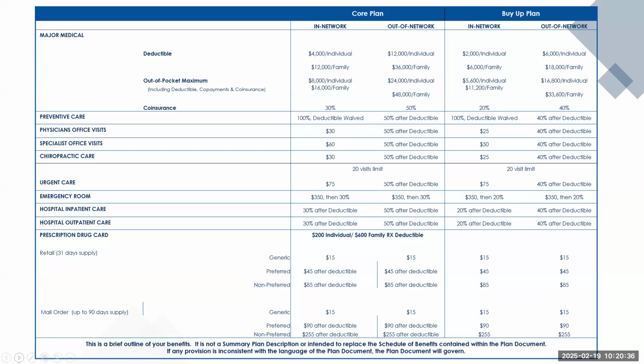And then your out of network benefits, again, higher deductibles, $6,000 for individual, $18,000 for family, $16,000 for individual out of pocket, $33,000 for family. And then the out of network coinsurance is 40%. So everything is after your $6,000 or $18,000 out of network deductible, then we'll cover 60, you cover 40 until the out of pocket maximum's met. So I know that was a lot, but please let me know if you have any questions on that.